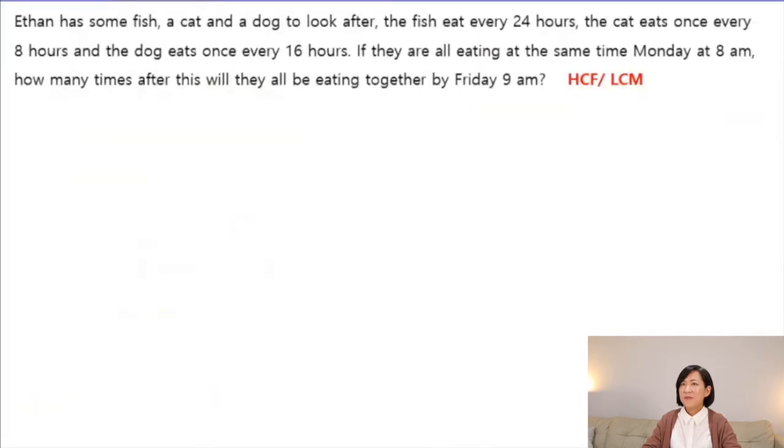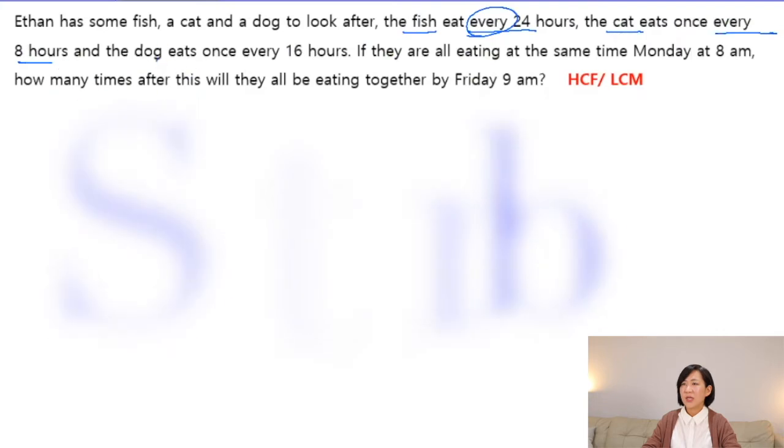Ethan has some fish, a cat, and a dog to look after. The fish eats every 24 hours, the cat eats once every 8 hours, and the dog eats once every 16 hours. If they are all eating at the same time Monday at 8 a.m., how many times after this will they all be eating together by Friday 9 a.m.?